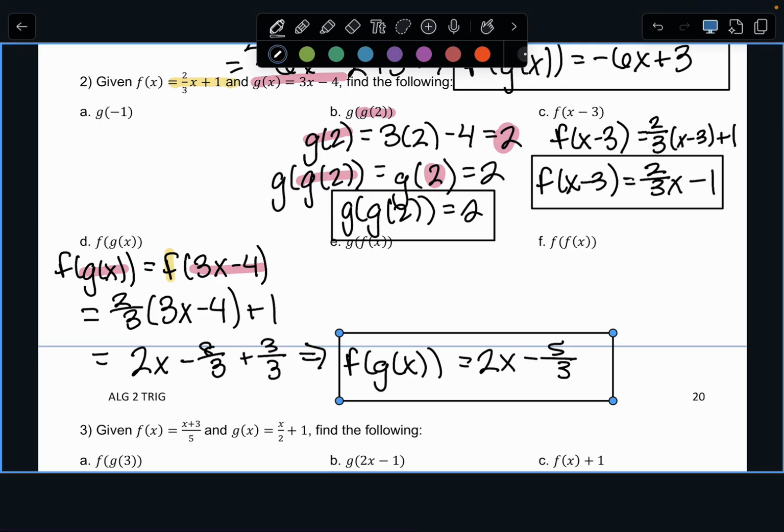How'd you get 3 over 3? I just changed this 1 to a fraction. 3 over 3 is the same as 1. I just rewrote it so I could combine those fractions. You're going to be dealing with fractions today.